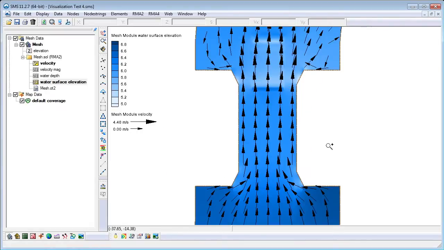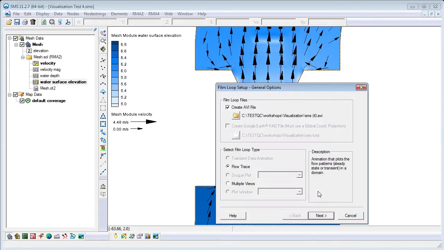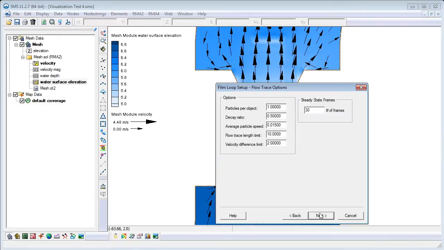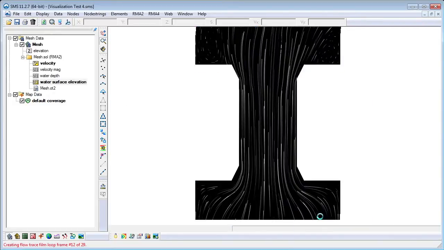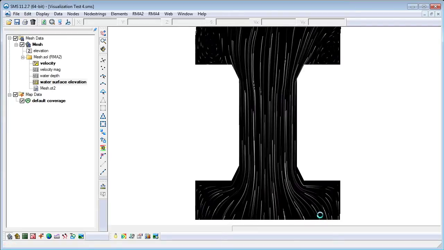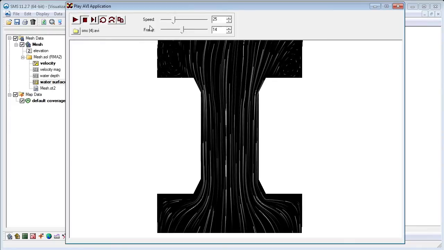This type of animation helps with visualizing flow patterns. The process can be thought of as inserting particles with zero mass into the model domain. The vectors in the vector field are the forces that move the particles. Since particles have a fixed decay ratio, longer particle trails indicate regions of higher velocities.